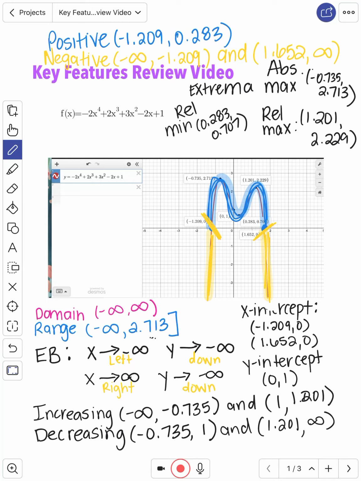Now, there was a lot going on in this graph, but I hope this kind of helps explain a little bit more. I do have a few more examples. I may not do everything about those examples, but I'm going to do some things that kind of stick out in my mind as important.